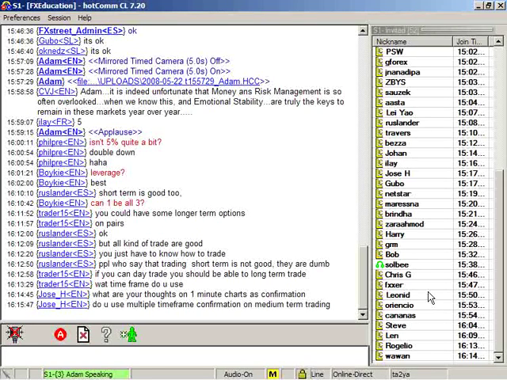Do I use multiple time frame confirmation for medium-term trading? Yeah, absolutely. It's a great question. I will start with a daily chart.